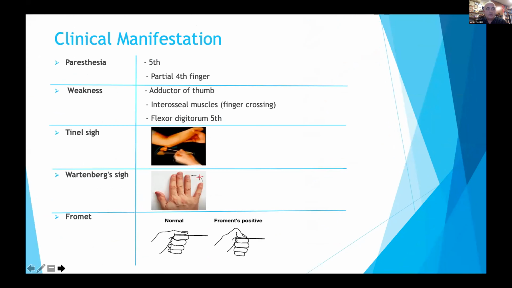So paresthesias are a subjective symptom. Weakness, we can see in the adductor of the thumb, interossei muscles, finger crossing, flexor digitorum of the 5th finger, and Tinel sign. This is classical. I should not explain Tinel sign in detail, but it can be used in these circumstances. Wartenberg sign is also most frequently tested, and Froment sign, from normal to Froment positive, can be useful for evaluation of this patient.